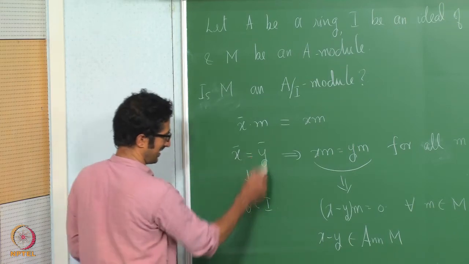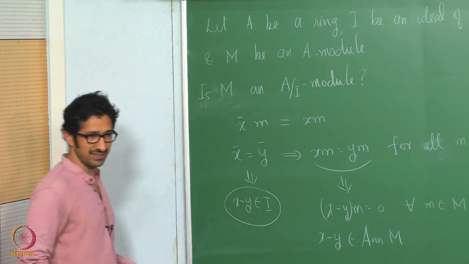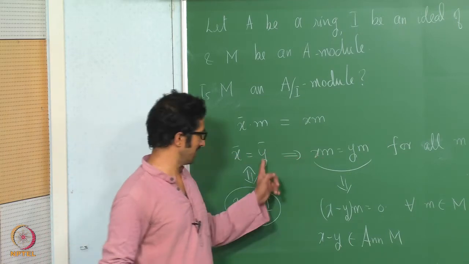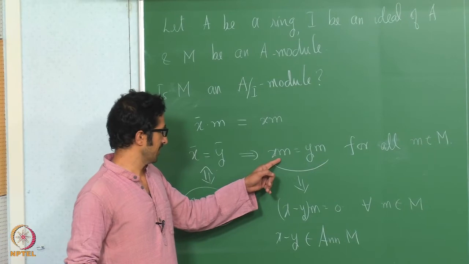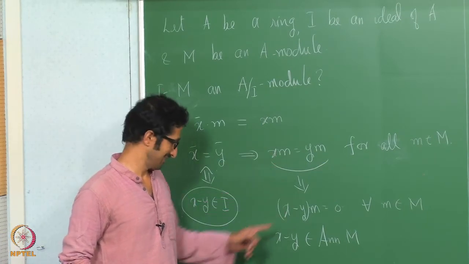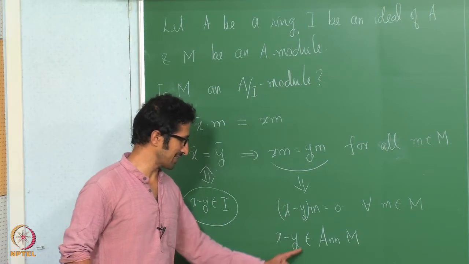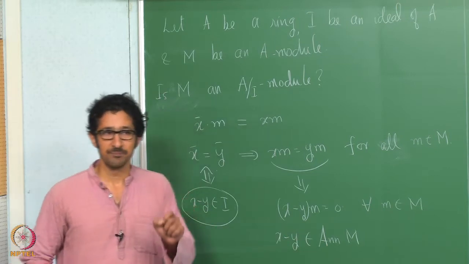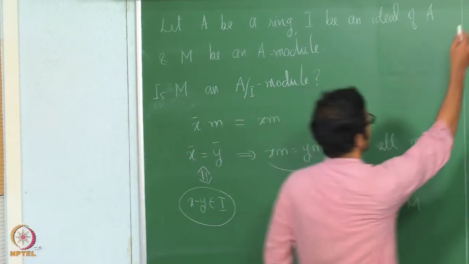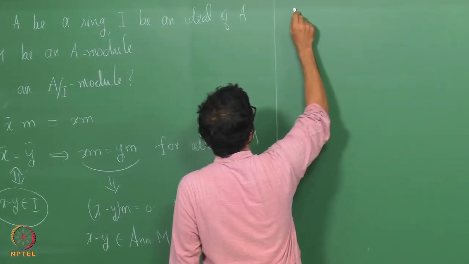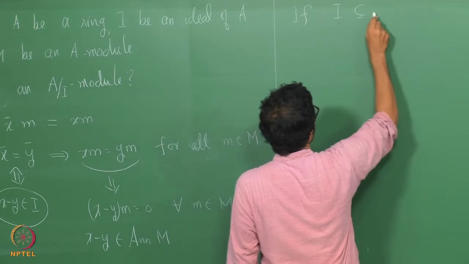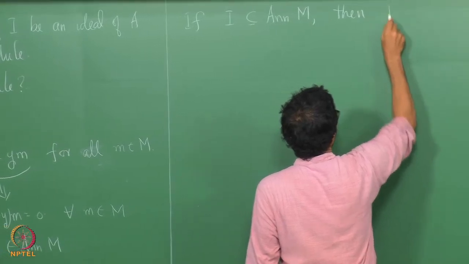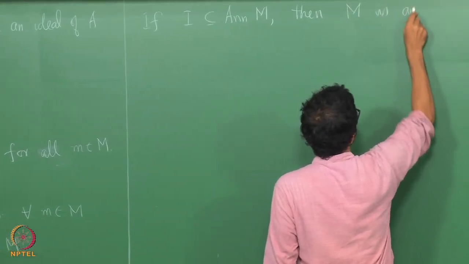See, this is the condition that we started with, right? x minus y belongs to I, which is the same as saying x bar equal to y bar. And then we said that from here I want this property. So ultimately we got x minus y belongs to annihilator of M. Or in other words, what we want is I is contained in annihilator of M. So therefore, the observation that we have made here is, if I is contained in the annihilator of M, then M is an A/I module.